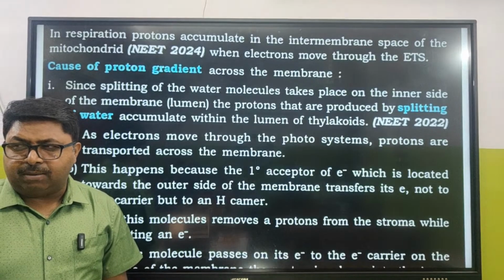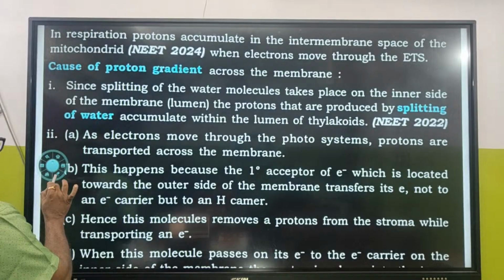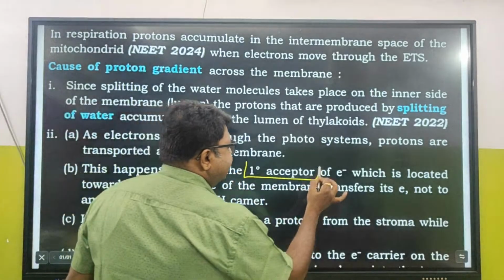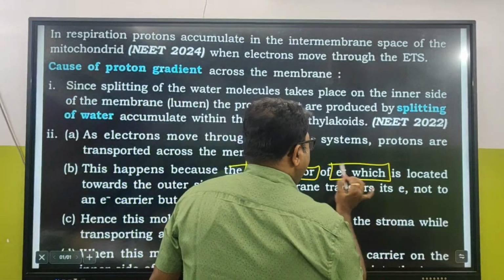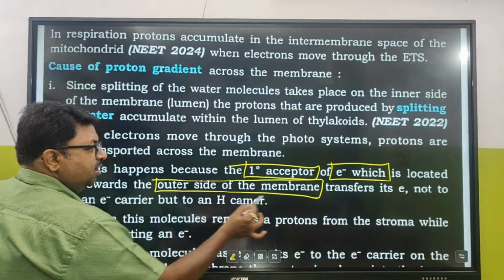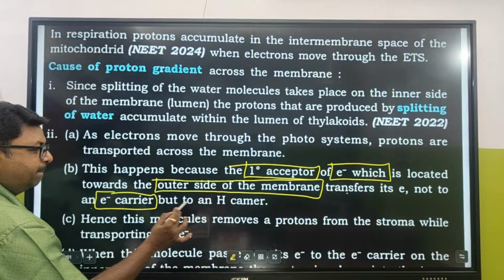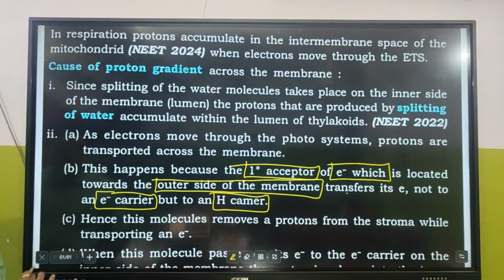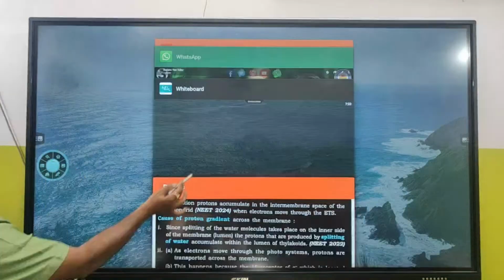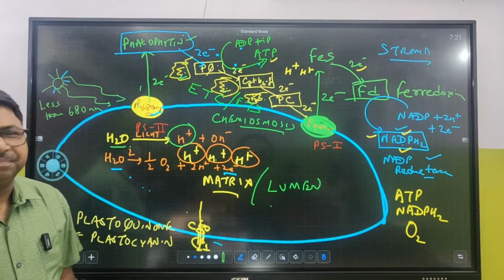Did you understand this or not? If not, ask. I think you did not understand. This happens because the primary acceptor of electron, which is located towards the outer side of the membrane, transfers its electron not to an electron carrier but to a hydrogen carrier. Let me give this idea. Come to this structure.